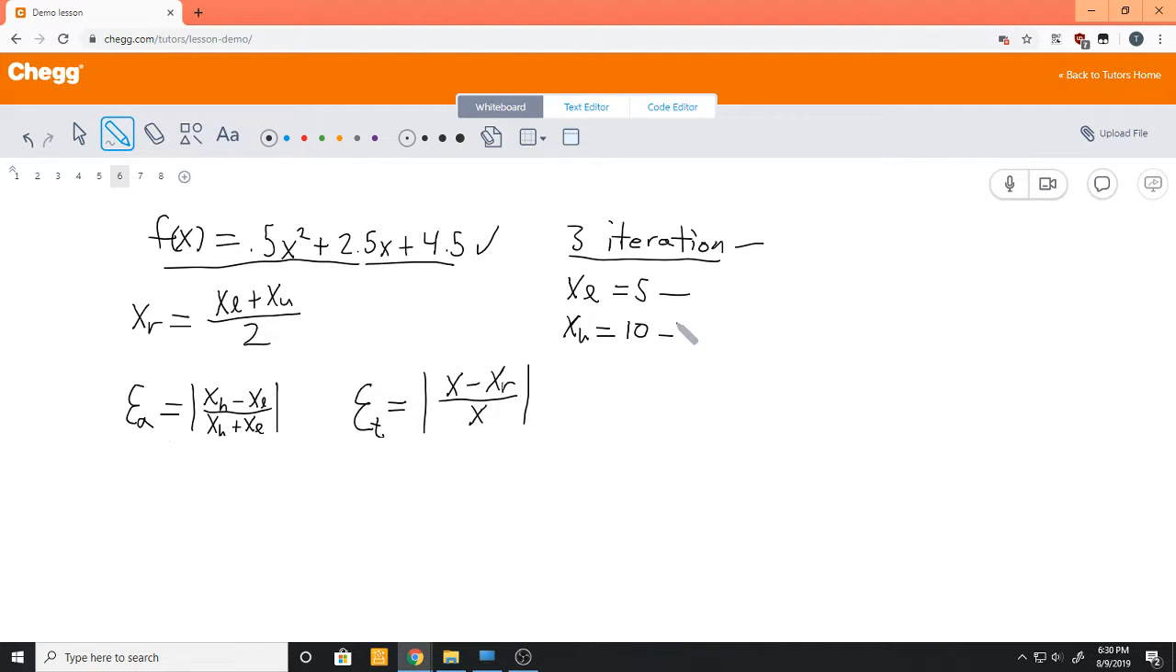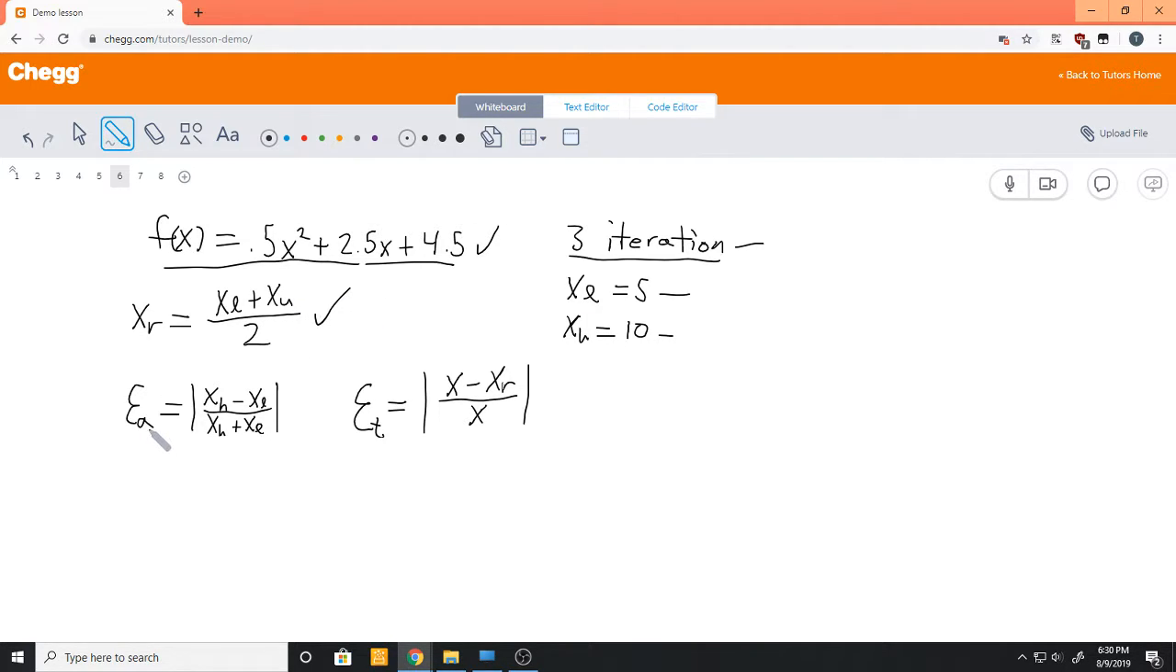The bisection method is basically taking the middle between these two, 5 and 10. You're taking the midpoint. So our first guess, our XR, is going to equal XL plus X upper over 2. So that's just taking the midpoint between our lower and upper points.